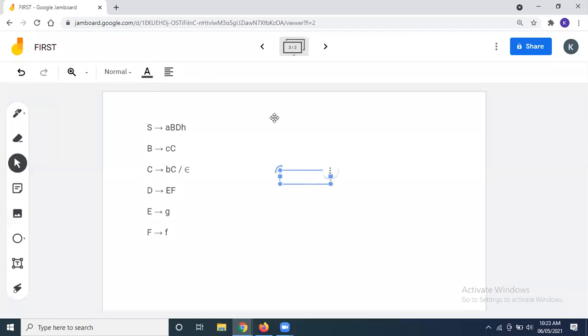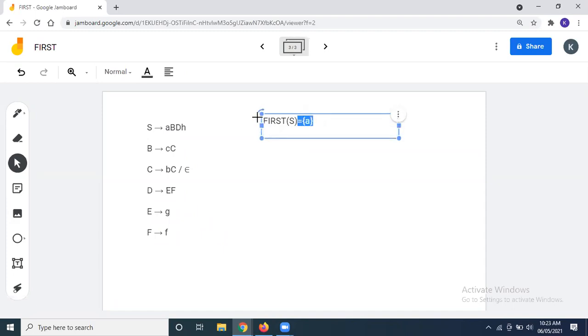One by one, we will write it here. First, it is a function, so we always write it like this. First of S is equal to, in curly braces, a. First of S is what here? We have got a.